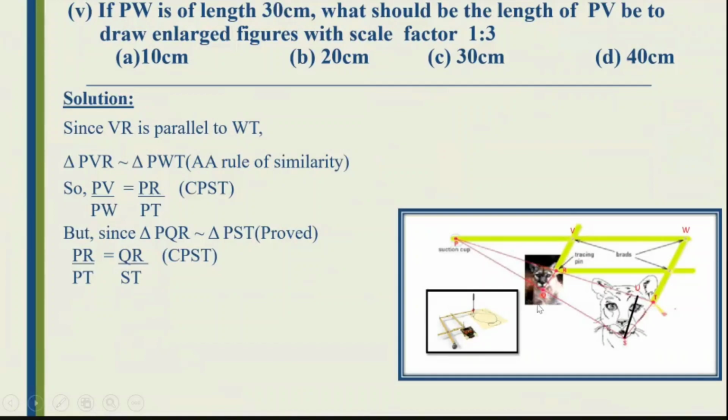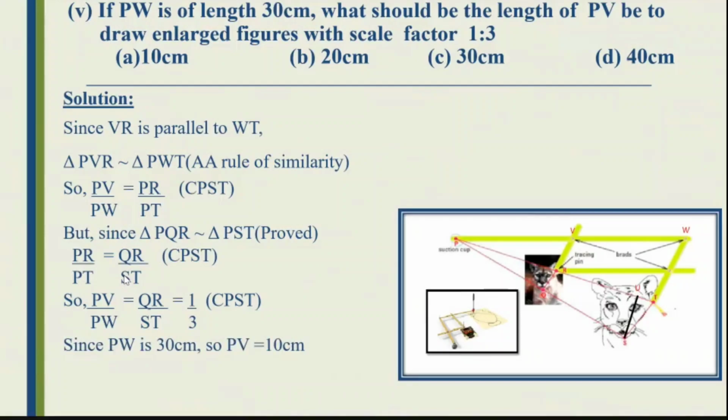Now it is given to me that QR upon ST is equal to 1 upon 3. If QR upon ST is 1 upon 3, therefore I get PV upon PW also equal to 1 upon 3, because comparing these two equations, I get PV upon PW is equal to QR upon ST. And QR upon ST was 1 upon 3. So I get PV upon PW is equal to 1 upon 3, which gives me that PV is to be found out. PW is 30. I get PV is equal to 10 centimeters. So that means A option is the correct answer.